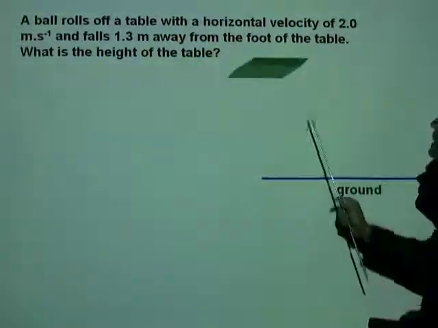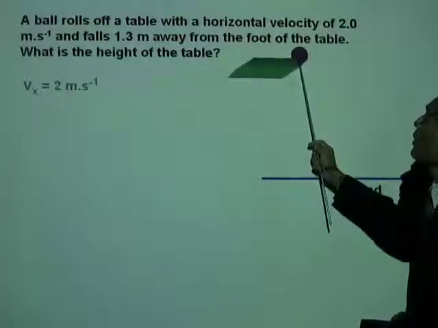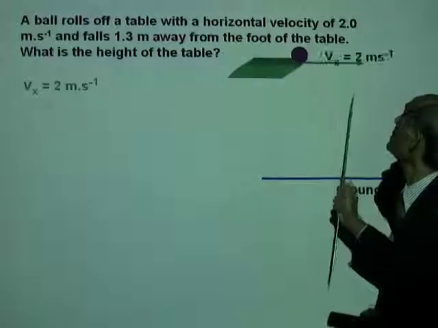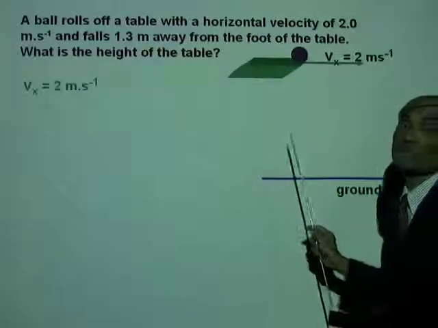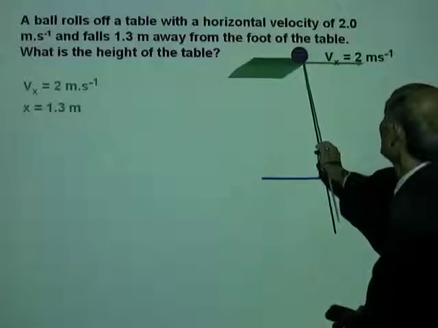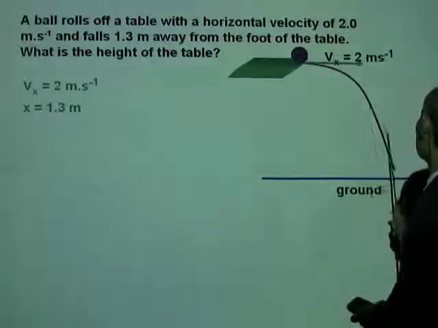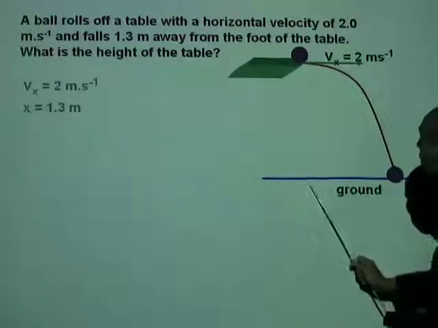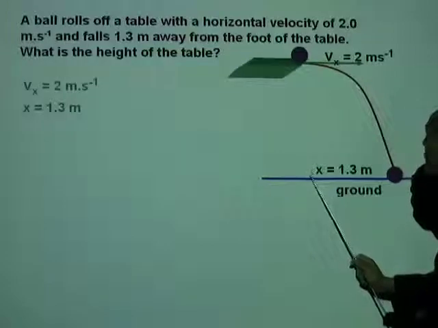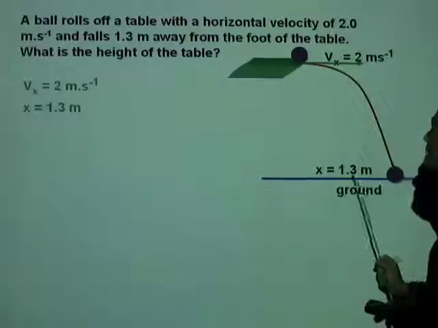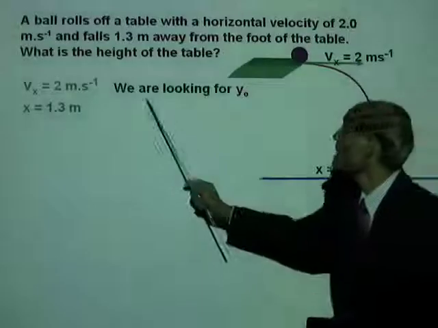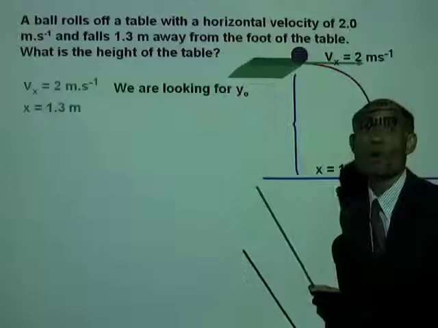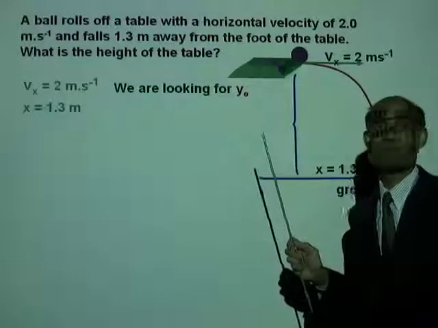All right, let's draw that. Now this is the ground, and here is the table, and the ball is projected with a horizontal velocity Vx equal to 2 meters per second. And how is the ball going to go? It falls in a path like this. There you are. And the horizontal distance traveled is x equal to 1.3 meter. Now we are looking for y0, the height from where the ball was dropped, the height of the table.